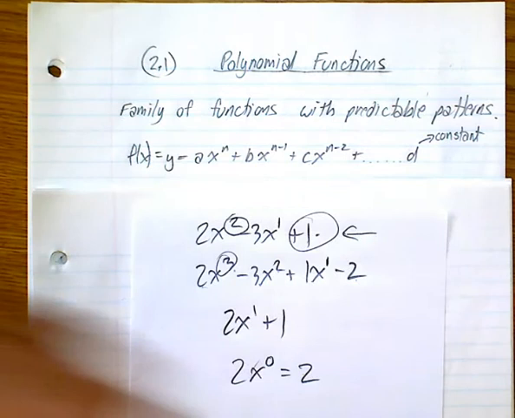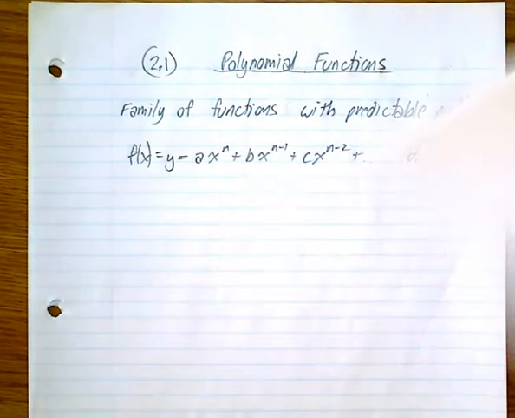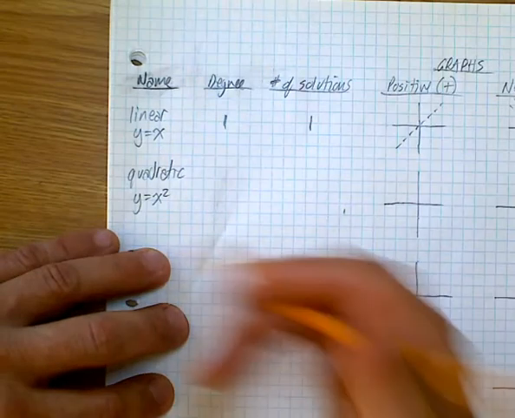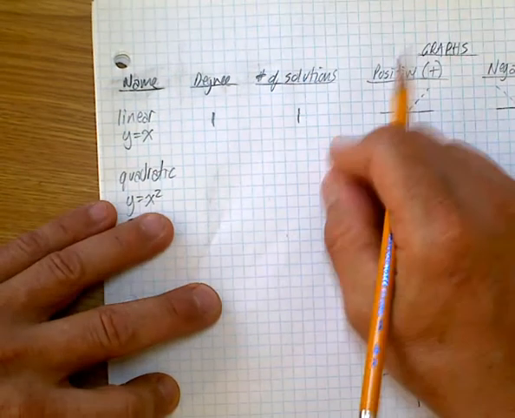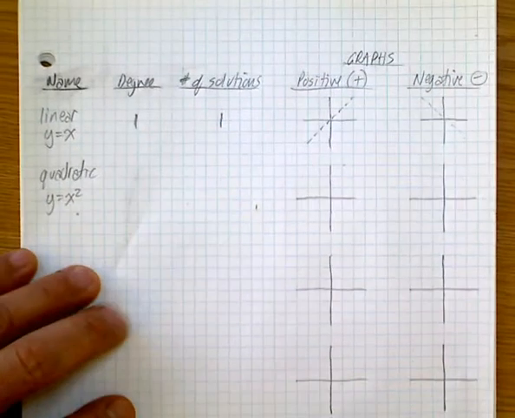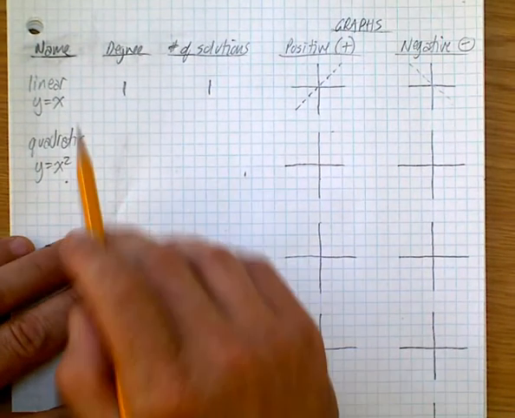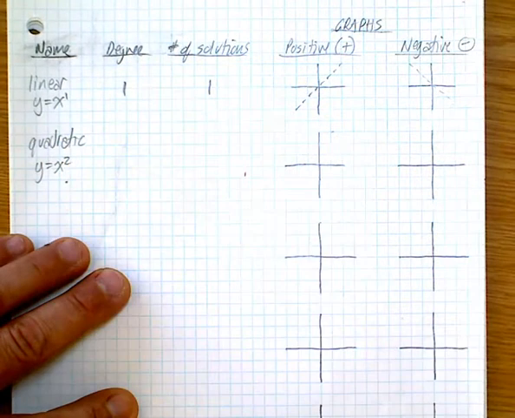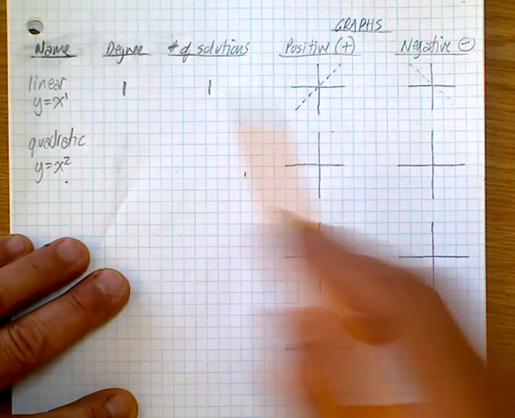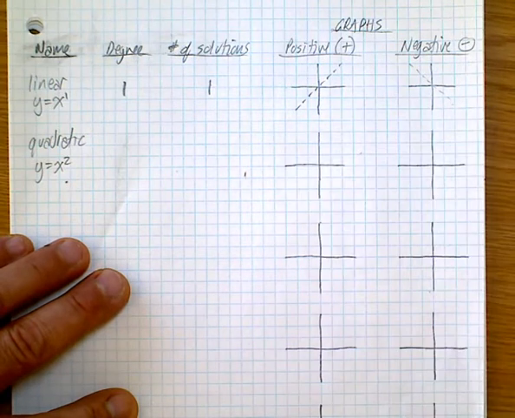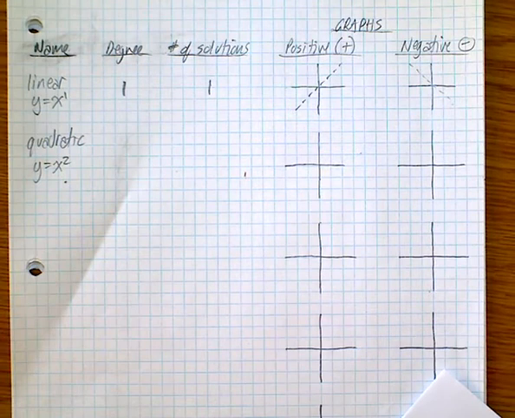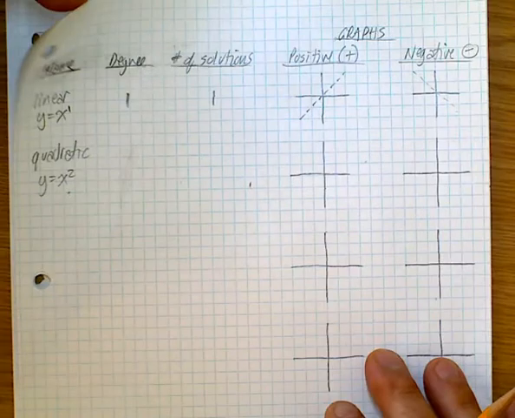And what I'm going to give you right now is a quick sort of summary of all these things. We're going to look at what the graphs look like and the number of solutions and a bunch of terminology here, okay? So first of all, what we're going to look at are linear functions, okay? y equals x to the power of 1. The degree here is 1 because that's the exponent. The number of solutions that you have is 1. Solutions are where they cross the x-axis, remember? Okay, a solution is where it crosses the x-axis.